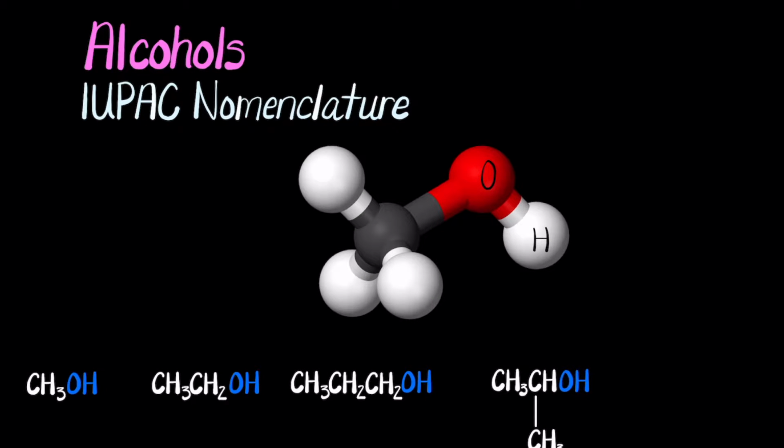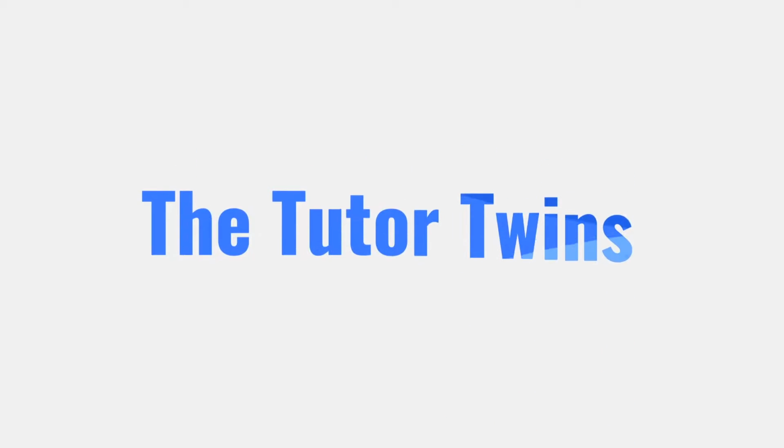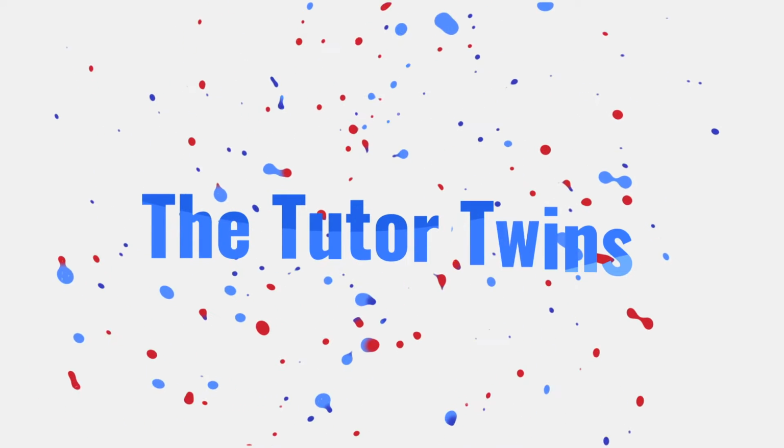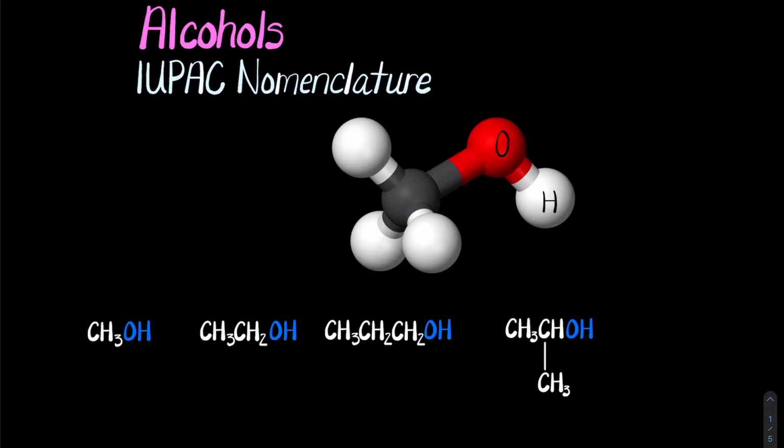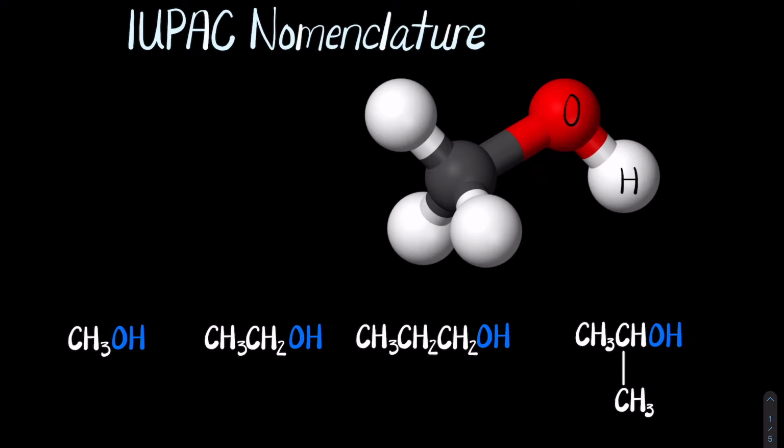In today's episode we're going to be discussing alcohols and the IUPAC nomenclature that's associated with them. An alcohol is an organic compound with a hydroxyl, OH, functional group on an aliphatic carbon atom. Alcohols with 1 to 4 carbon atoms are frequently called by common names in which the name of the alkyl group is followed by the word alcohol.